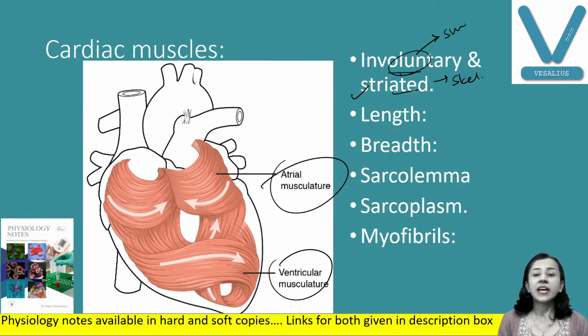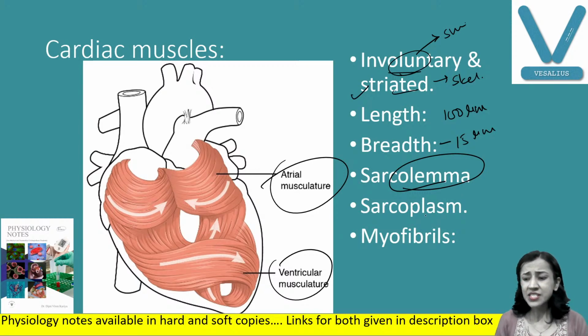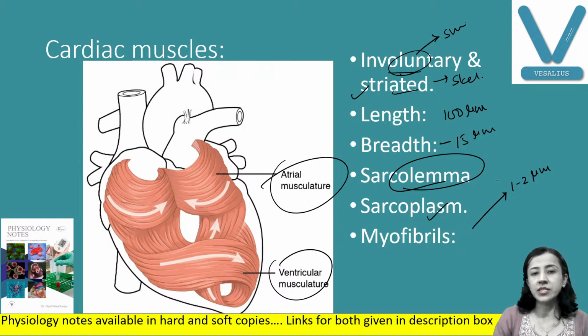Now the length of an individual cardiac muscle cell is about 100 micrometer and the breadth is about 15 micrometer. The cell membrane of the cardiac muscle is known as sarcolemma. The cytoplasm is known as sarcoplasm. Cardiac muscle also contains fibrils known as myofibrils. These myofibrils are about 1 to 2 micrometer in diameter, lie parallel to each other, and are striated. They are important for the appearance of the cardiac muscle.